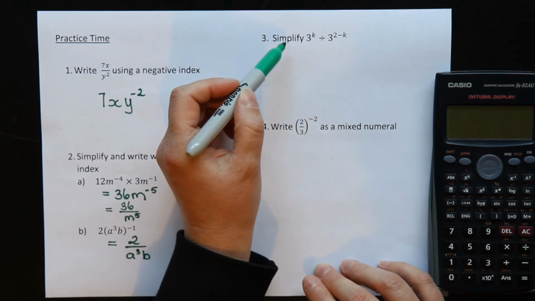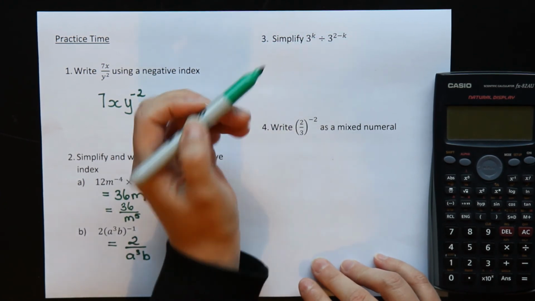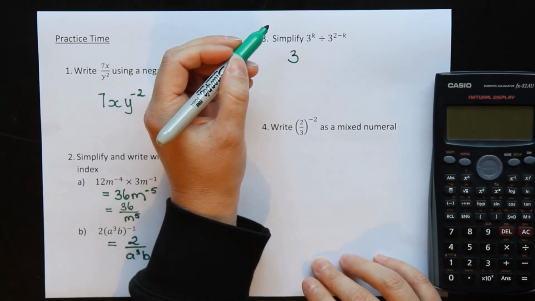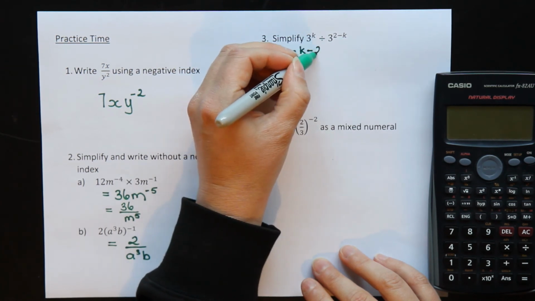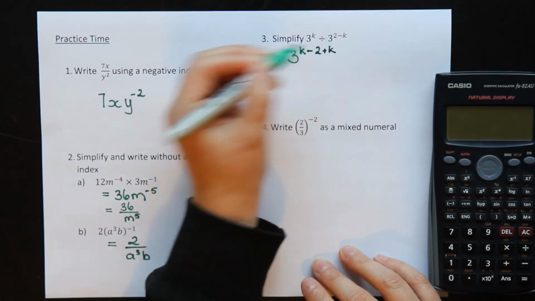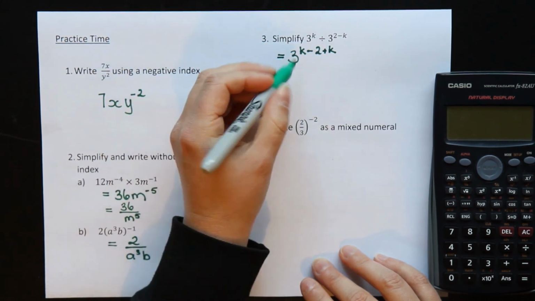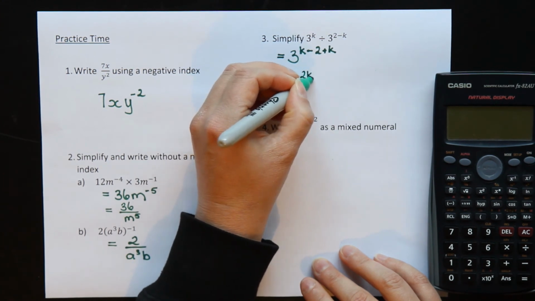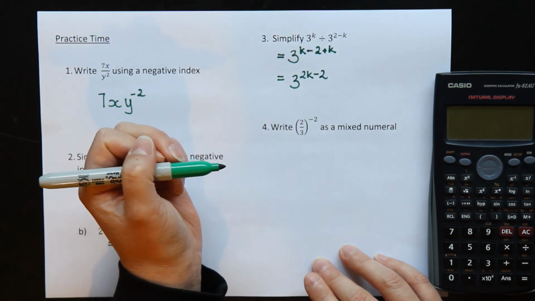Question 3, simplify 3 to the power of k divided by 3 to the power of 2 minus k. Well, if 3 is the base and I'm dividing, I want to subtract the powers. So it'll be k minus 2, and I also have to minus the minus k, so that will become a plus k. Then I can collect up the terms in my power there. So I can add k plus k is 2k and a negative 2. Alright, and that's simplified, so we're done with that.